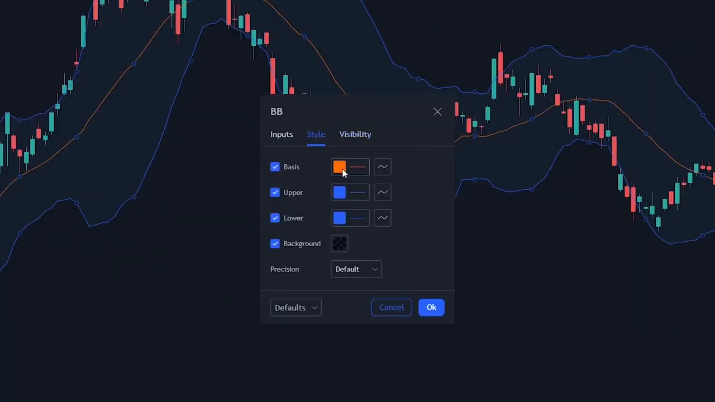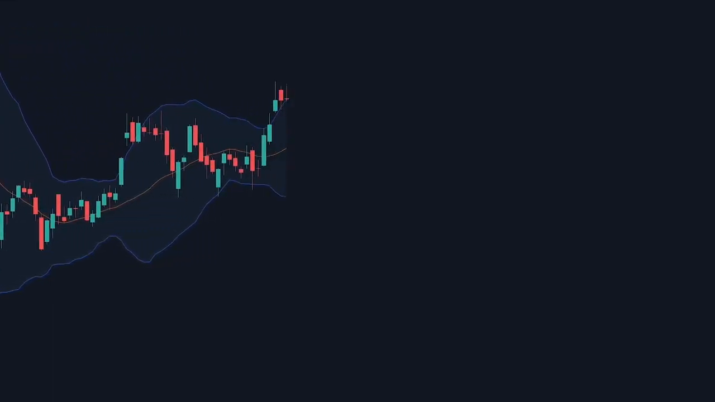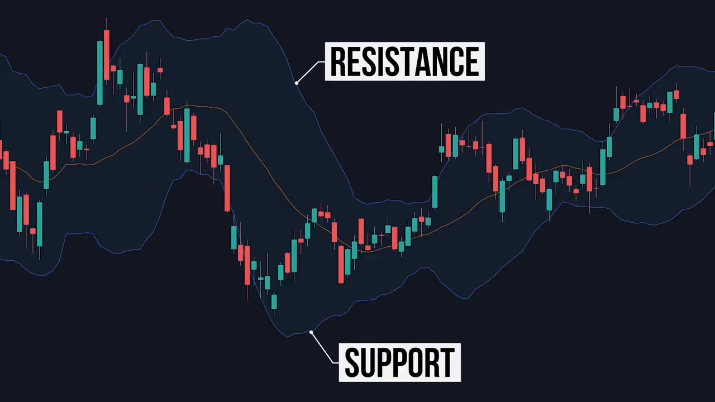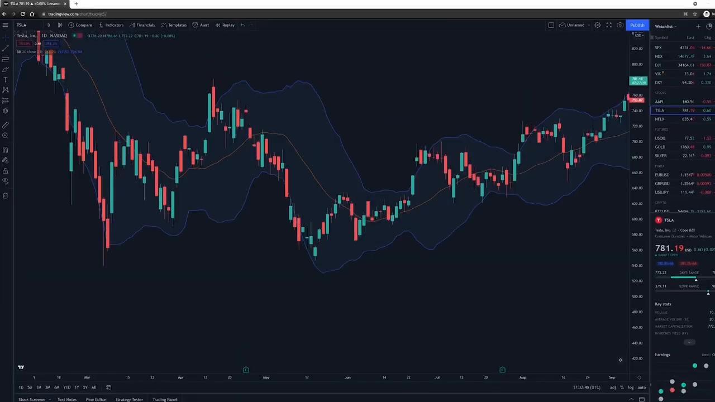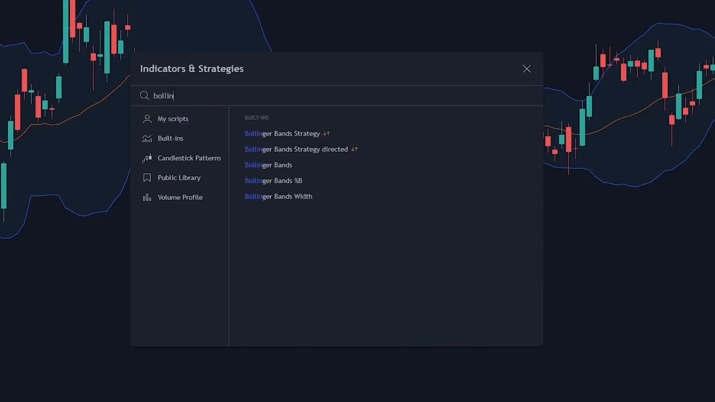The first step for this strategy is setting up the Bollinger Bands. If you've never used Bollinger Bands before, you're lucky you clicked this video, because this indicator is absolutely incredible, and it's a pretty great way to find support and resistance levels. So the first thing we want to do is go to TradingView or whatever trading chart platform you use, click the indicators tab, and type in Bollinger Bands.